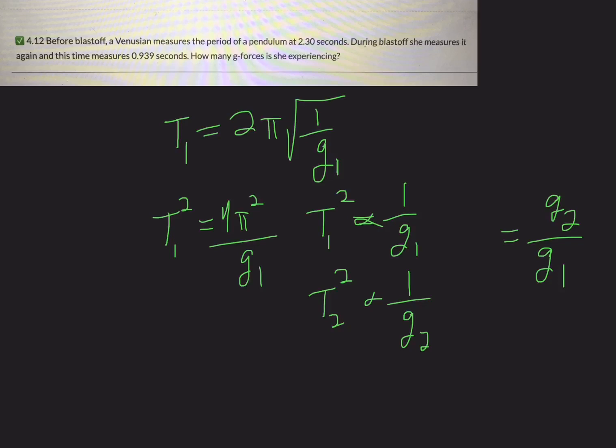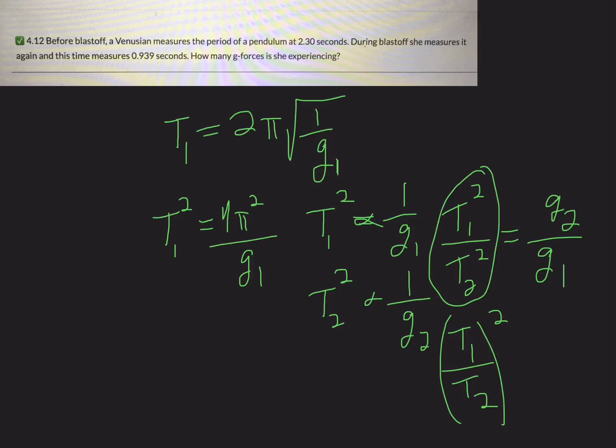Now, what is that equal to? Well, remember, they're inverses. So if I put gravity 2 up here on the top, I would have to put period 2 squared on the bottom. Gravity 1 is here on the bottom, so over here, I need to have period 1 squared. And what I end up getting is period 1 divided by period 2, and then squared. Period 1 divided by period 2 and squared actually is my g-force, because that would be gravity 2 over gravity 1. Do you see that or not?